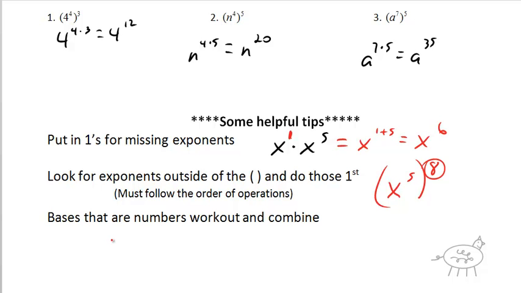And bases are the numbers that work out and combine. Again, it's a little confusing, but if you have 2 to the 5th times 2 to the 6th, you can combine these together because they have the same bases. So that's 2 to the 11th. Ooh, that's our district 211. Okay?